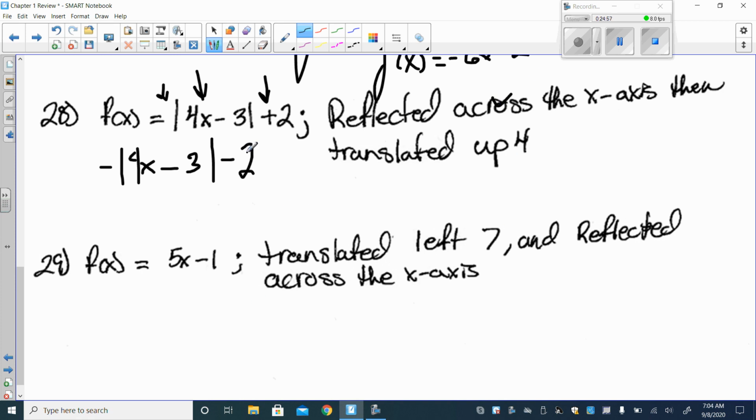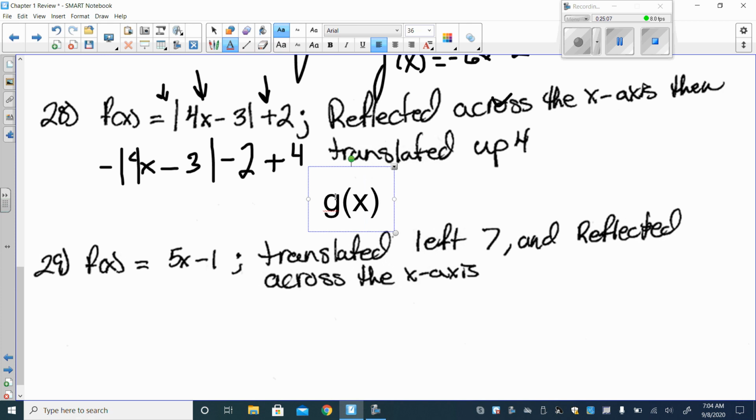And if I wanted to translate it up 4, I would just add 4 to it, which still has the negative absolute value. Type this out. So our final function g of x would equal the negative absolute value of 4x minus 3. So we didn't do anything left, right, or reflection across the y, so nothing inside the absolute value changed. And then we'd have plus 2 because negative 2 plus 4 gives us a positive 2.